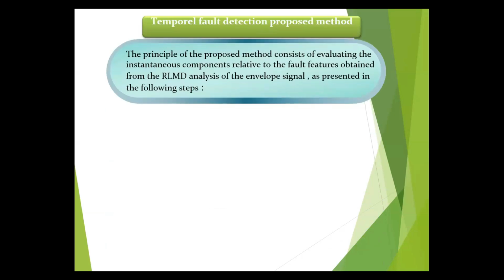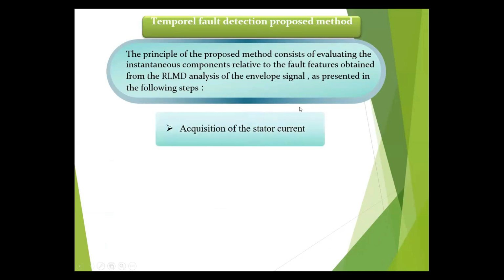The principle of the proposed method consists of evaluating the instantaneous component relative to the fault feature obtained from the robust local mean decomposition analysis of the envelope signal, as presented in the following steps.